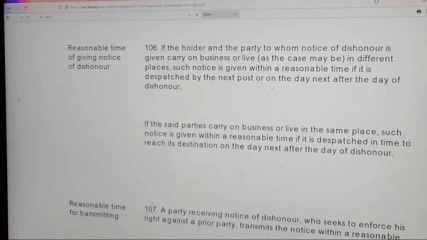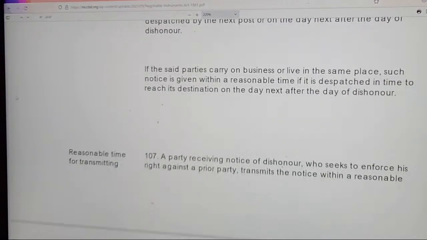Reasonable time of giving notice of dishonor. 106. If the holder and the party to whom notice of dishonor is given carry on business or live, as the case may be, in different places, such notice is given within a reasonable time if it is dispatched by the next post or on the day next after the day of dishonor. If the said parties carry on business or live in the same place, such notice is given within a reasonable time if it is dispatched in time to reach its destination on the day next after the day of dishonor.